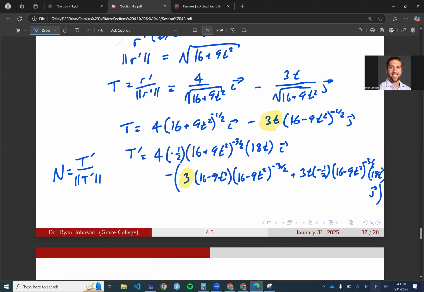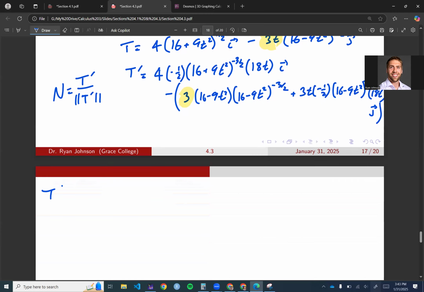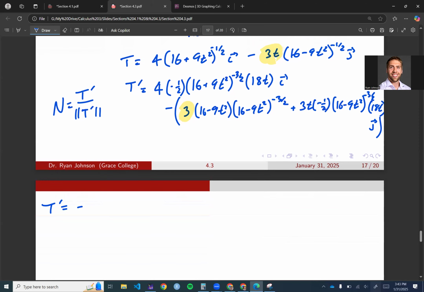Okay, so let's simplify this. So T prime is, I've got a 4 and a negative 1/2 and 18. So that makes it negative 36t. So negative 36t. And then I'm going to start writing it as fractions again, over (16 plus 9t squared) to the 3/2 power i. Okay. And then we're combining like terms here.